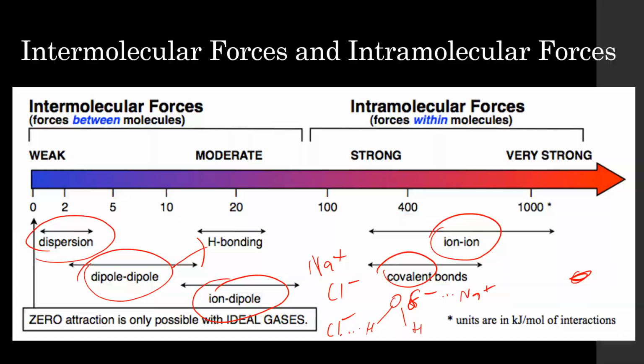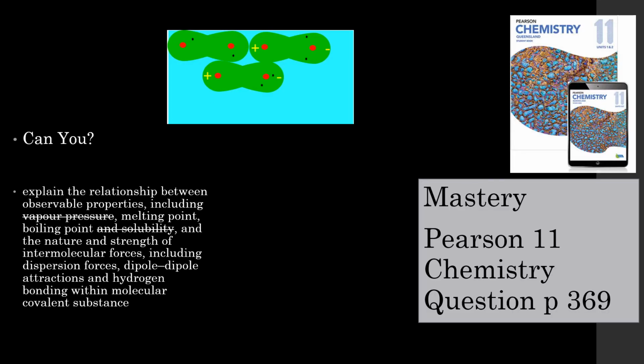Okay, so we have looked at three different types of intermolecular bonding, and we've related them to the nature and strength of the observable properties, which are the melting point and the boiling point today. When you've done that, it's time for your mastery exercises.